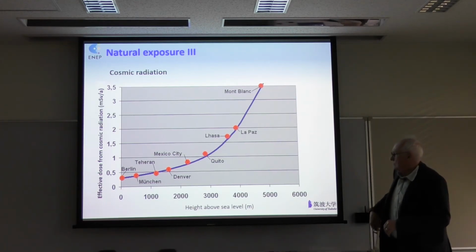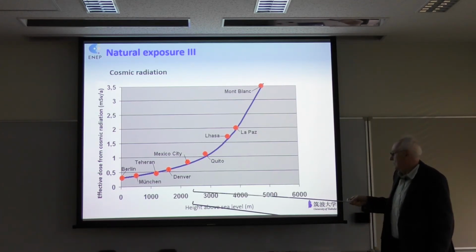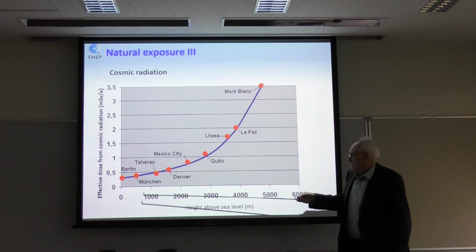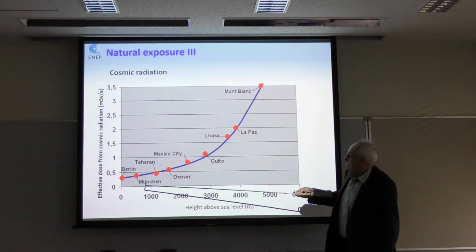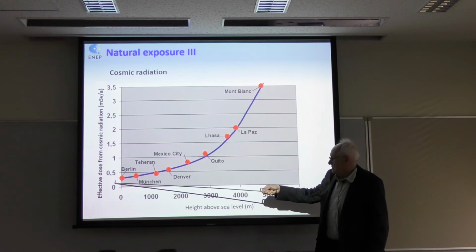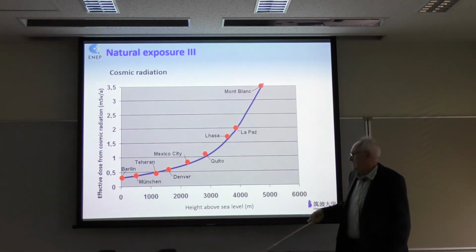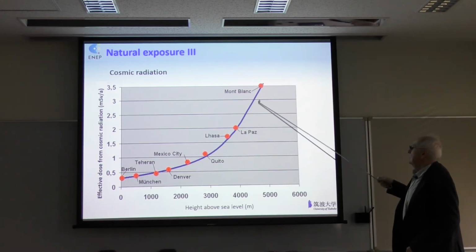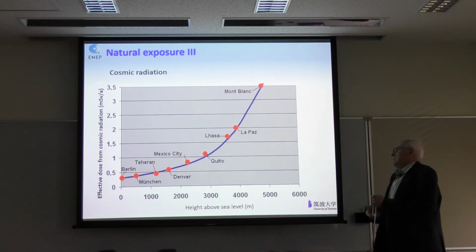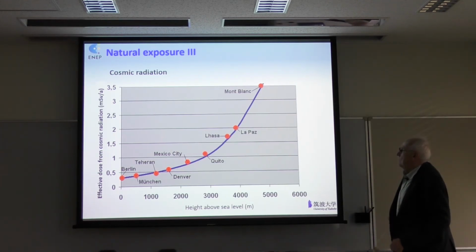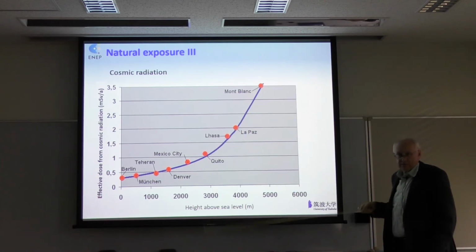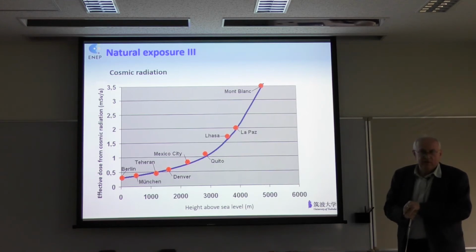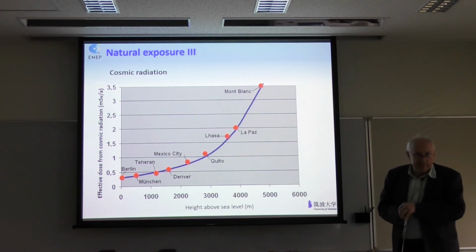The cosmic radiation depends in particular on the height above sea level. This is the annual dose. It starts from 0.3 millisievert per year at sea level, going up to 3.5 millisievert per year for Mont Blanc. This is the highest mountain in Europe, and its altitude is about 4,800 meters.